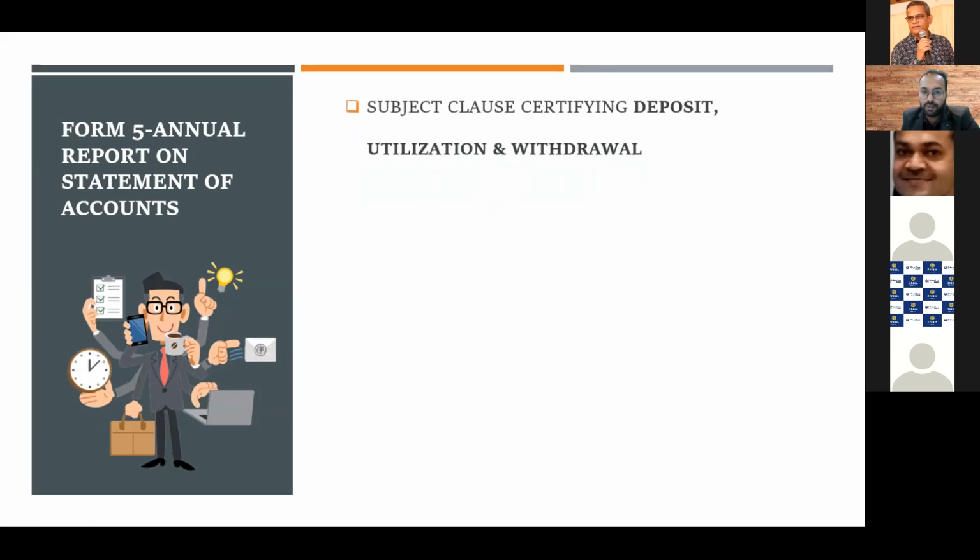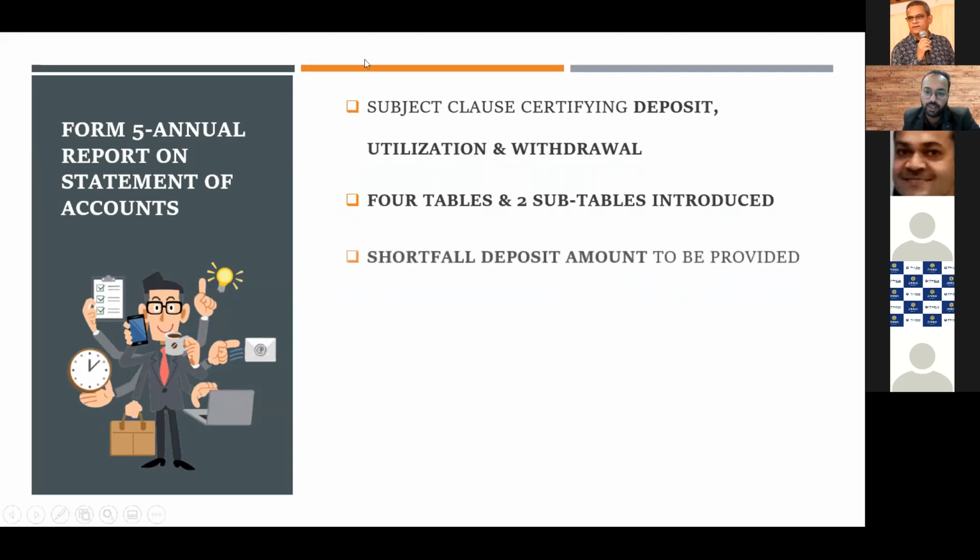Subject clause certifying deposit, utilization and withdrawal. 4 tables and 2 sub tables introduced. Earlier the tables were not like this, but now they have introduced 4 tables and 2 sub tables in this particular certificate. Now first thing is deposit. In case of deposit, they have given a proper table that we will take in the next slide.